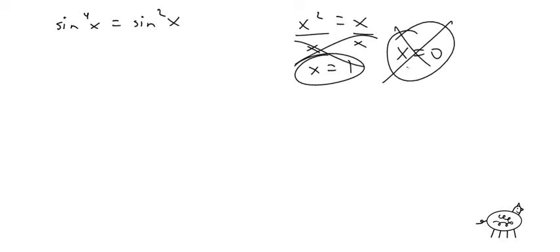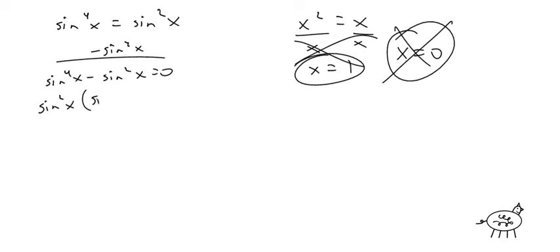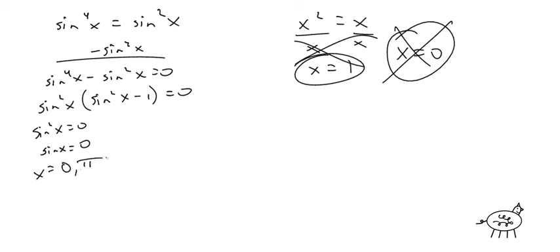But you can factor. So what I want to do is move the sine squared x over. So I get sine to the fourth of x minus sine squared of x equals 0. So I'm going to factor out a sine squared of x. And I get sine squared of x times the quantity sine squared of x minus 1 equals 0. So don't you guys agree sine squared of x equals 0? So sine of x equals 0. Well, where does it equal 0? Doesn't x equal 0 and pi? Okay, you guys should know that, right? Because sine of 0 is 0 and sine of pi is 0.